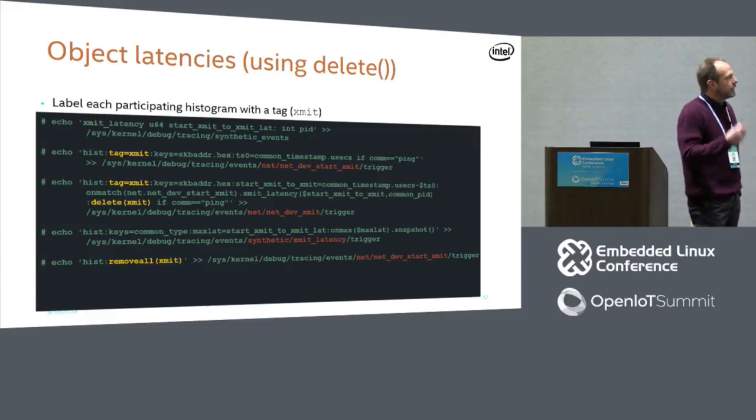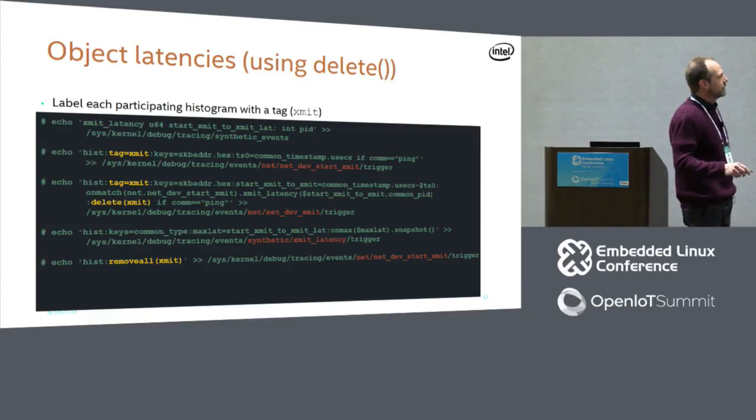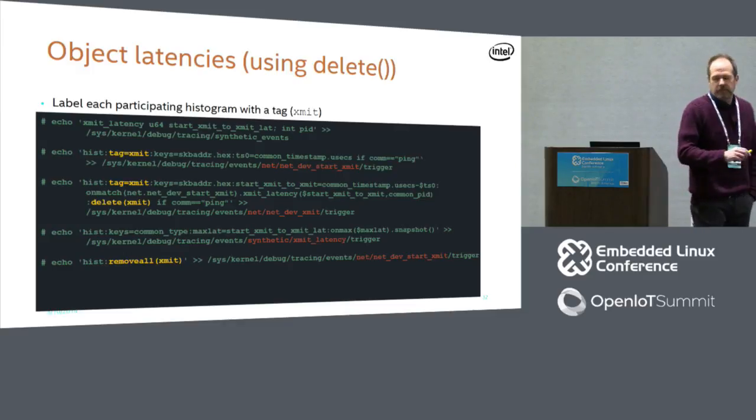So here's just an example of using that. We're just tagging these two triggers with the xmit tag, and then on the last one, we invoke delete transmit, and that will cause that entry to be freed up when we're done with the latency calculation. And then here's just an example of the remove all. Again, we're referencing the tag, and then executing that on one of the triggers, and it doesn't matter which trigger you use; it'll go through and find all the other events with the same tag and remove them.